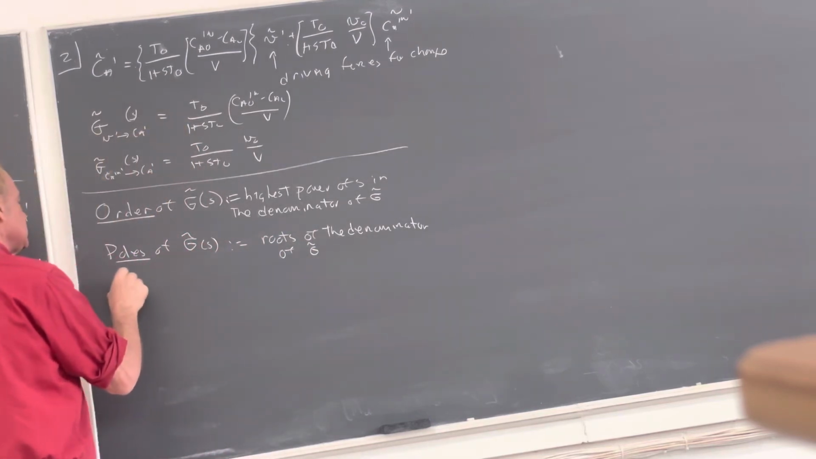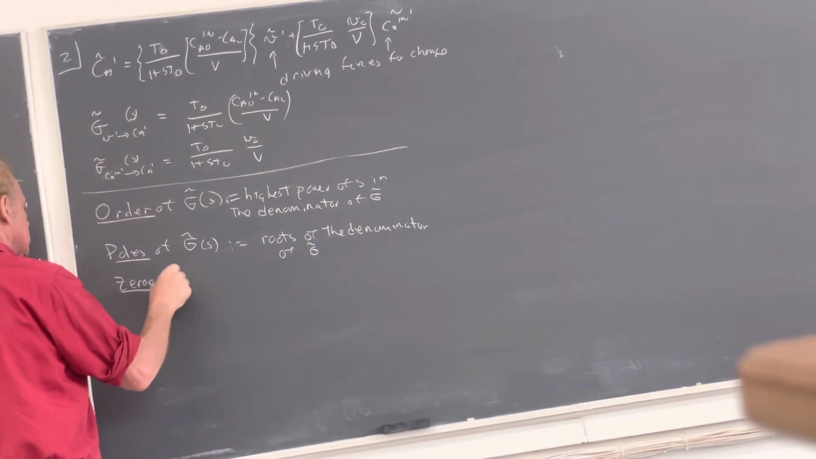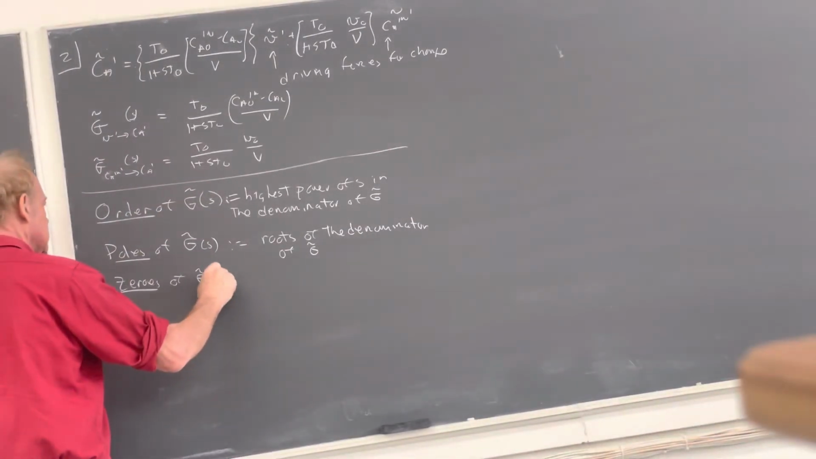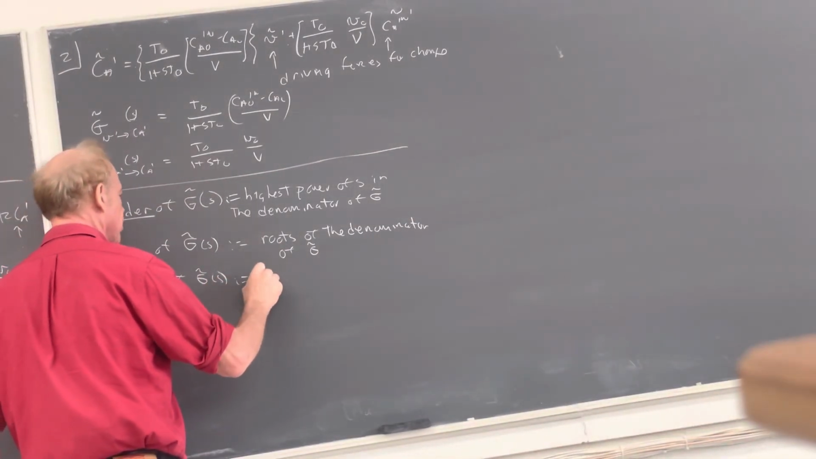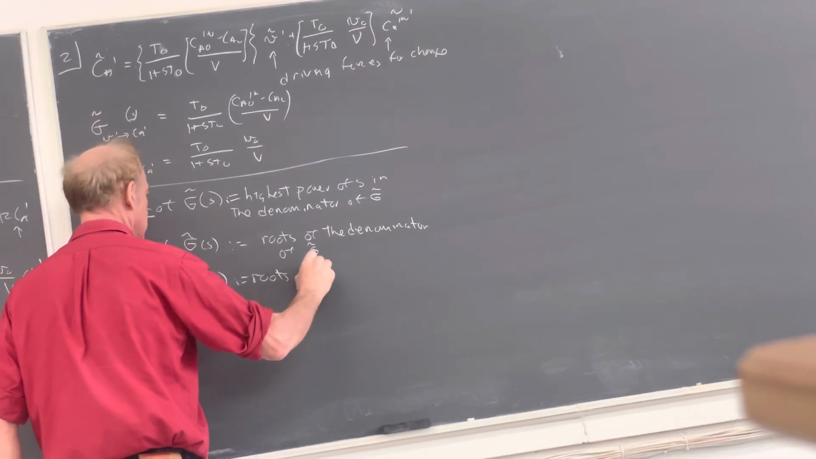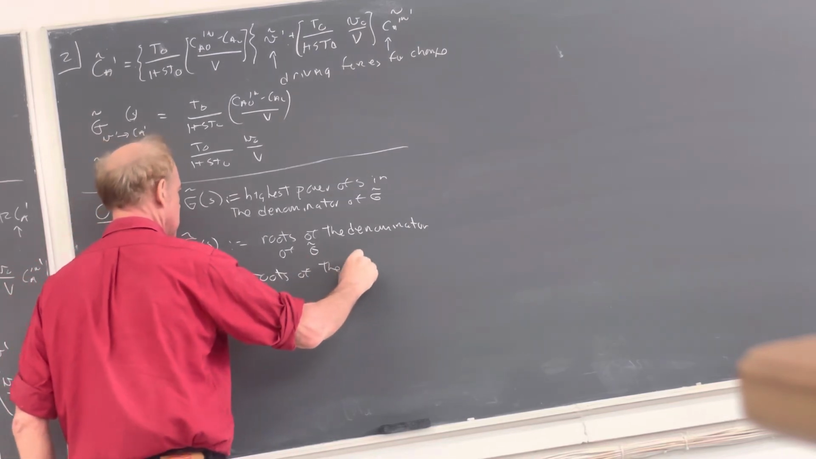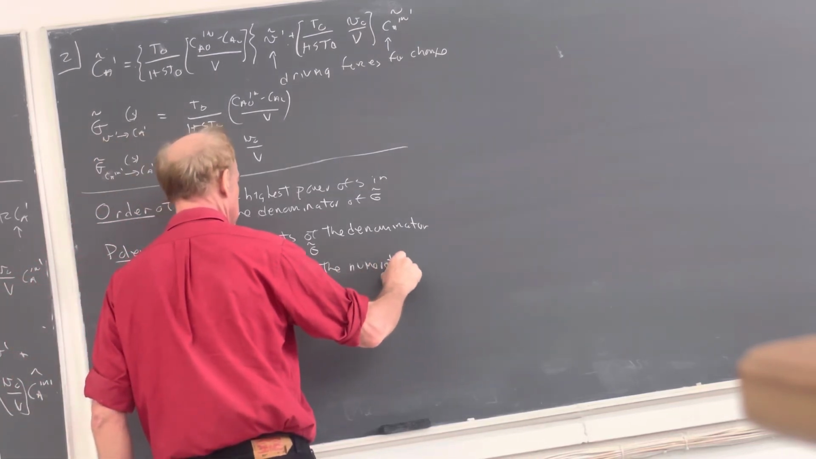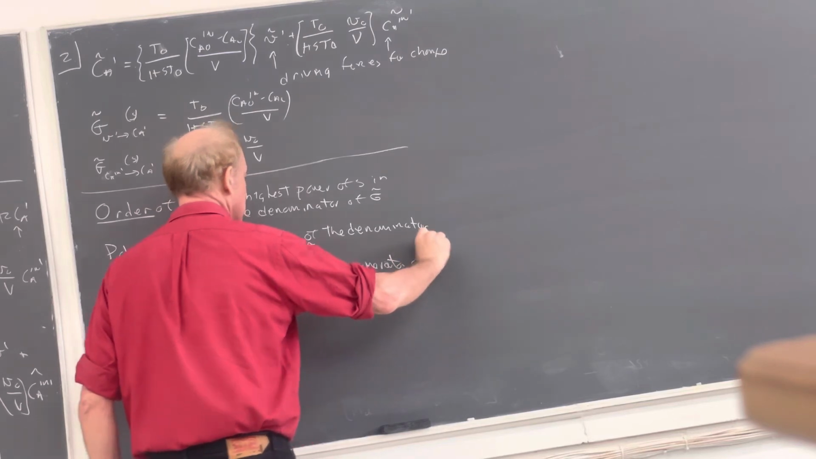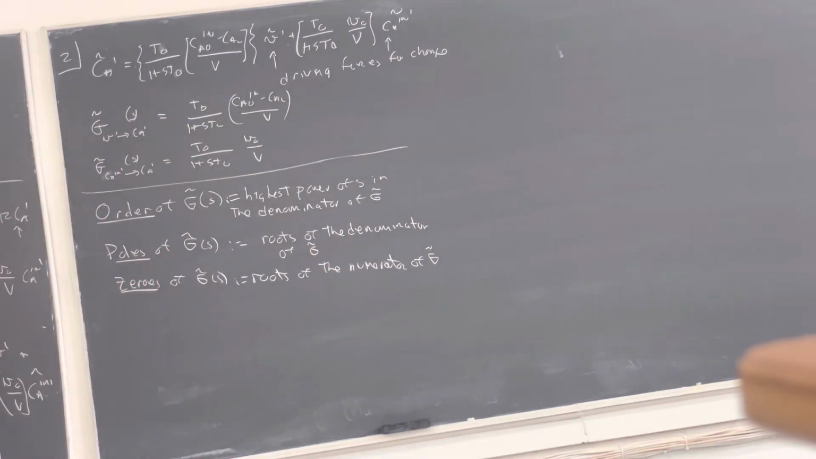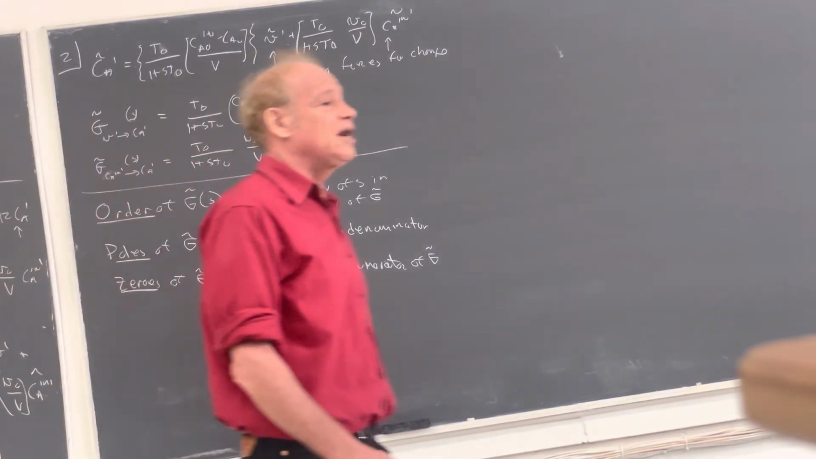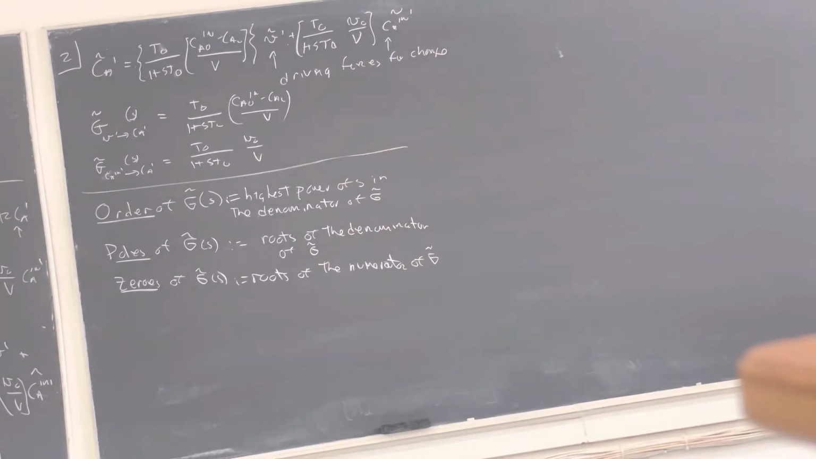And finally, the zeros of G tilde of S are the roots of the numerator. The roots of the numerator. So these are just words now, and we'll talk about the significance of these words as we go along.